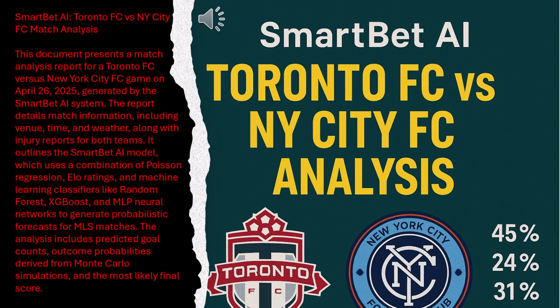Okay, let's set the stage first. Basics. It's Toronto FC, they're at home, against New York City FC, your away team. Yep. Date is April 26th, 2025. Kickoff is 2:30 p.m. Toronto time at BMO Field. Got it. Standard afternoon game.